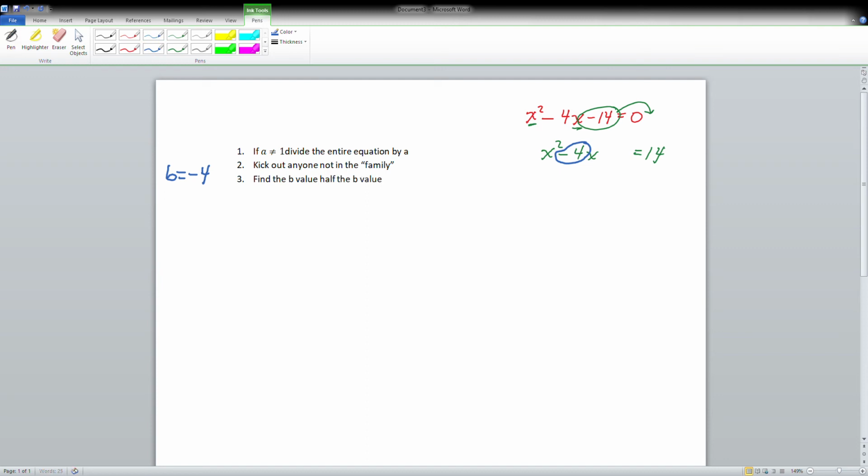half the b value. So I'm going to write that down too. Half of b, there's a reason why I'm keeping track. Half of the b value would be -2. And then I'm going to square the b value. Find the b value, half the b value, and now you're going to square the b value.